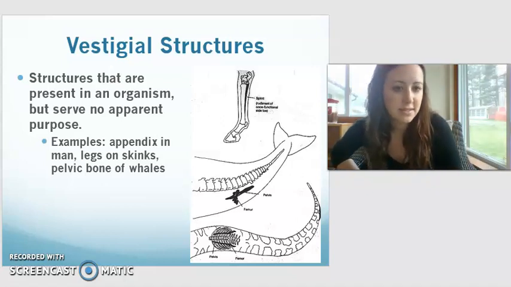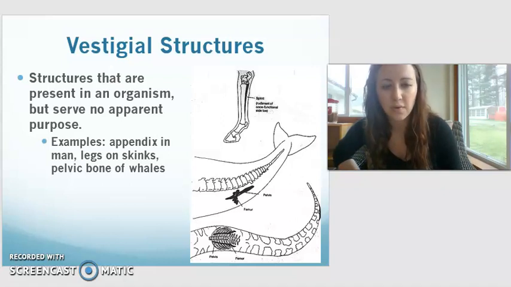And then the appendix in humans, our appendix doesn't really have much of a function for us anymore. Wisdom teeth don't really have a function, even though maybe at one time they did. Maybe it helped us grind up plant matter when we were living in an environment where we needed to extract more nutrients from plant matter, or it could be from one of our herbivore ancestors.